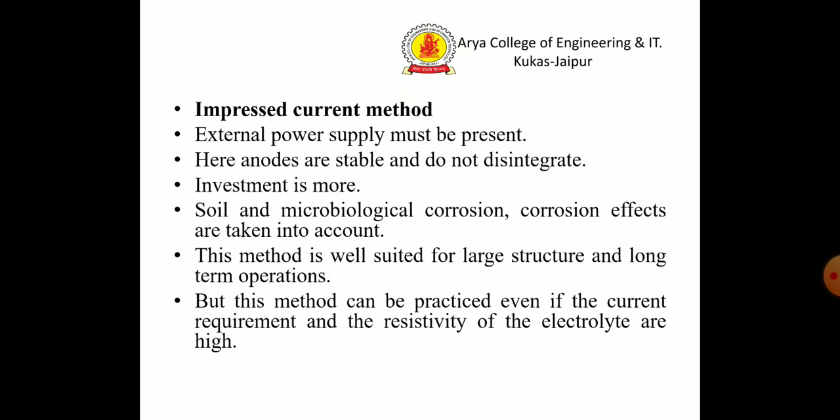But in the second method, the impressed current method, external power must be present. Here anodes are stable and don't disintegrate. In this method, investment is more, but in the first method, investment is less. And the next difference is soil and microbiological corrosion effects are taken into account. This method is well suited for large structures and long-term operations. And the last difference is this method can be practiced even if the current requirement and resistivity of the electrolyte are high.